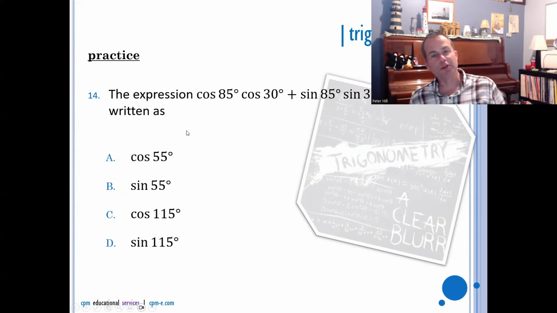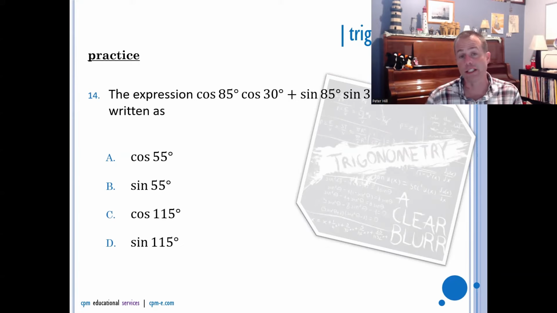Okay, the expression cos 85 cos 30 plus sine 85 sine 30 can also be written as this. A question like this looks intimidating at first because you're like, what the heck? I don't know what cos of 85 is. I don't know what cos of 30 is. You're right. You don't. That's okay.